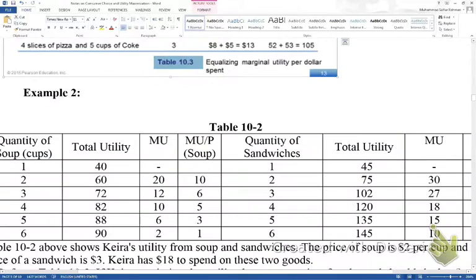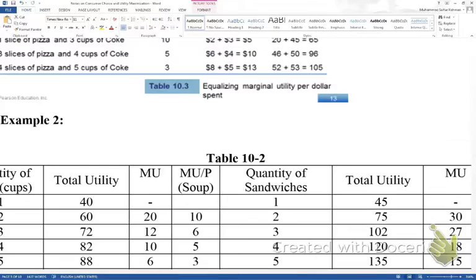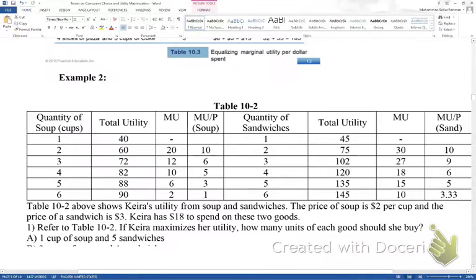Let's look at a second example. This example is very similar to the previous one.